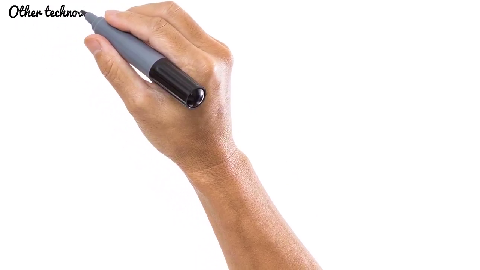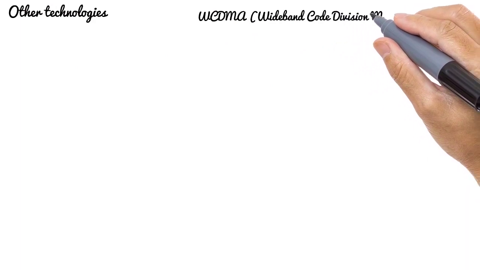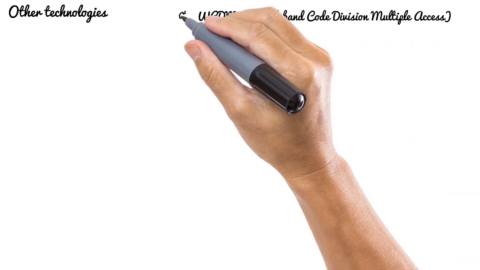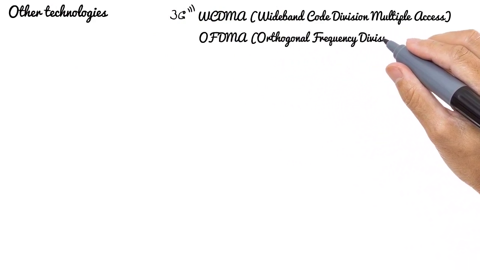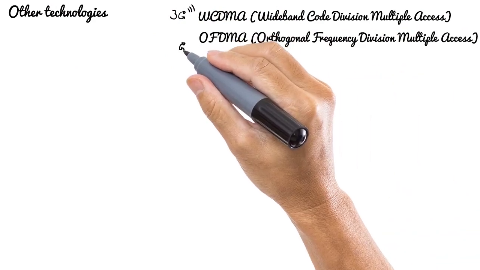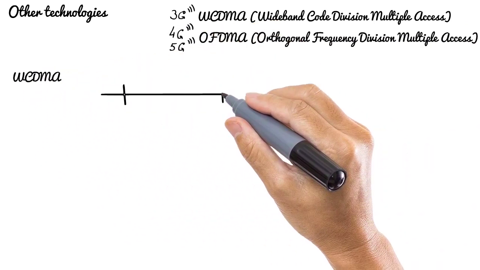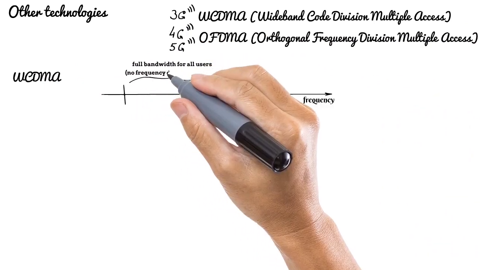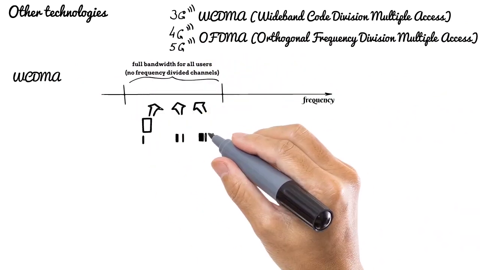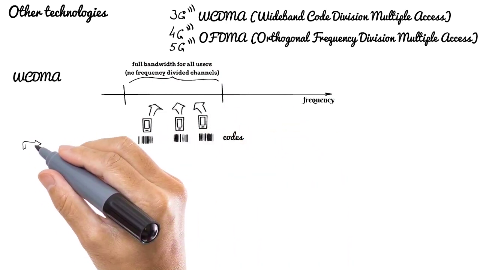The other technologies appeared later, for example WCDMA, Wideband Code Division Multiple Access in third generation mobile networks, and OFDMA, Orthogonal Frequency Division Multiple Access in 4G and 5G networks. WCDMA uses wide bandwidth, not chopped into narrow radio channels like it's done by FDMA. Channels are divided by special mathematical codes. Remember analogies about FDMA and TDMA.